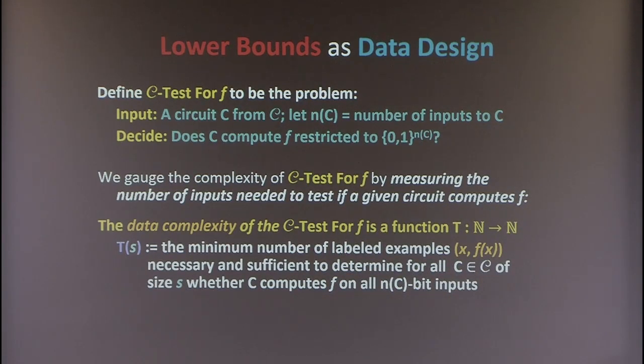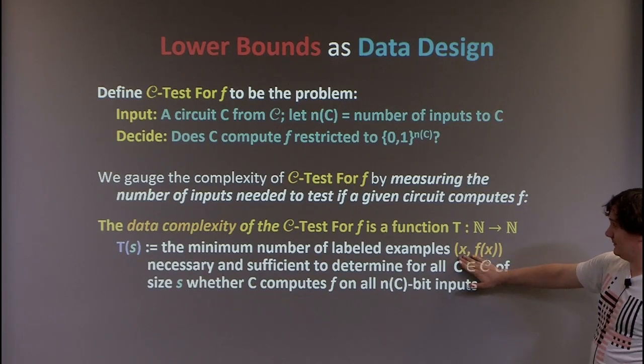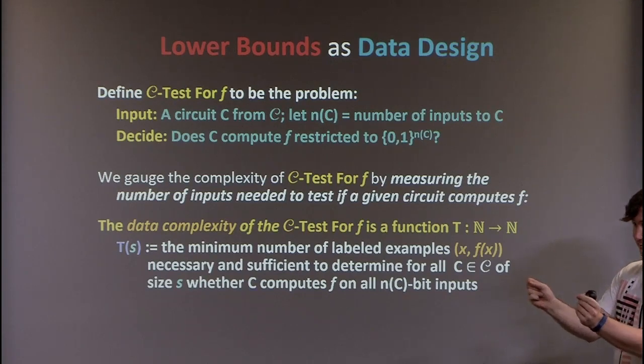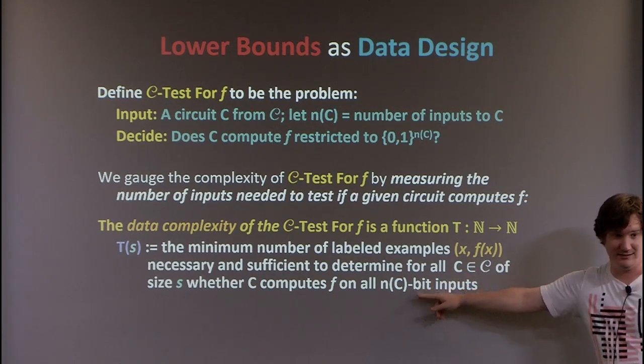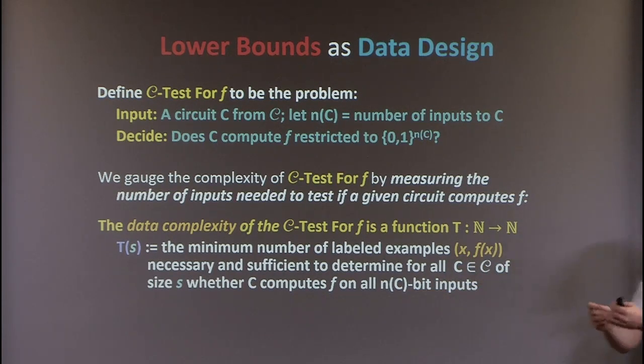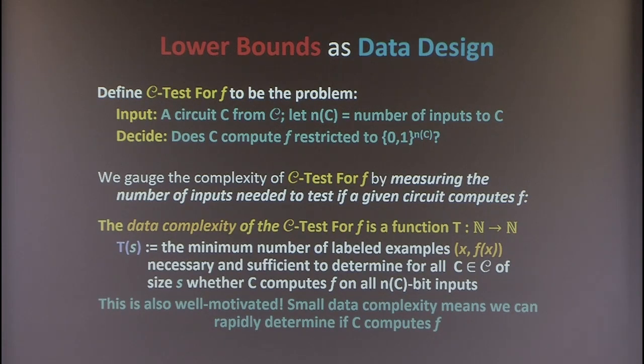So I'm going to have to give you examples for different lengths of inputs. For all the different n of C there could be, I'm going to have to give you some x's of that n of C length and x's of another, say n prime, length. But I want to know the minimum number of labeled examples that will work for every circuit of size s, no matter how many inputs it has. All right? So this is also well motivated.